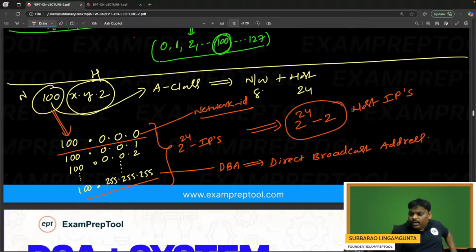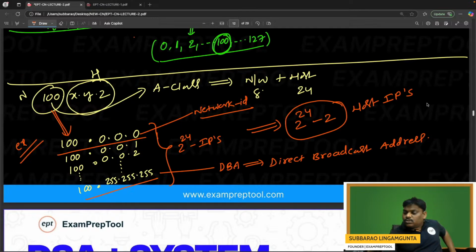What is the network part? Network 100. Network 100 of class A contains 2 power 24 IPs. Out of them, 2 I cannot use for the host purpose. 2 are for special purpose. 2 power 24 minus 2 host IPs. Is it okay? It is one example.